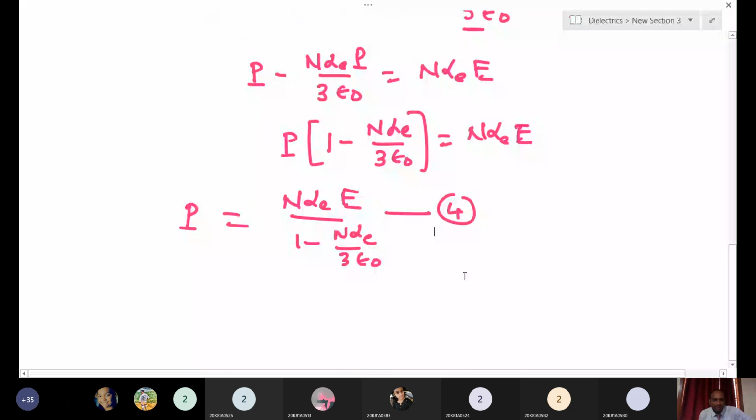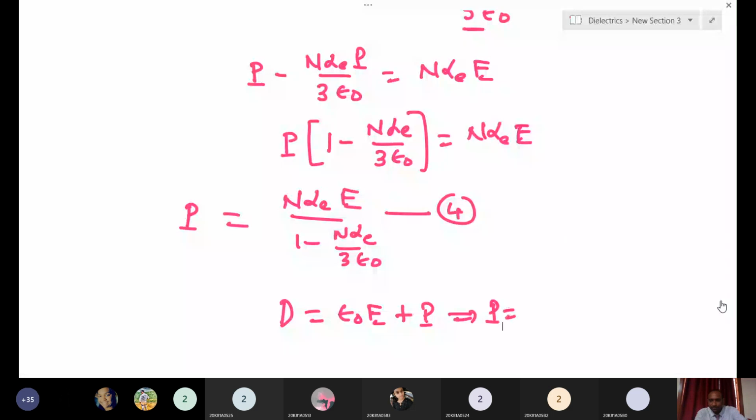Now, how do we approach the next step? We know D is equal to epsilon naught E plus P. We know this equation. The displacement vector is equal to epsilon naught E plus P. From there you can write capital P is equal to D minus epsilon naught E.